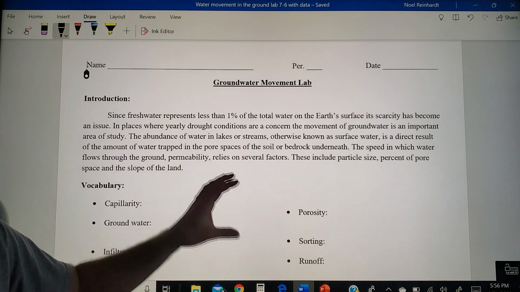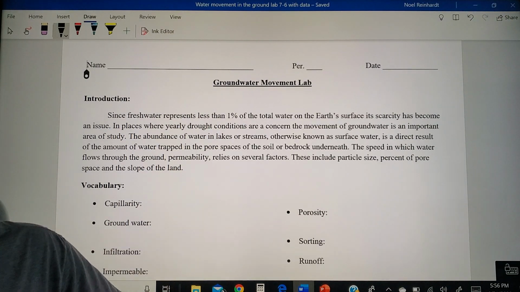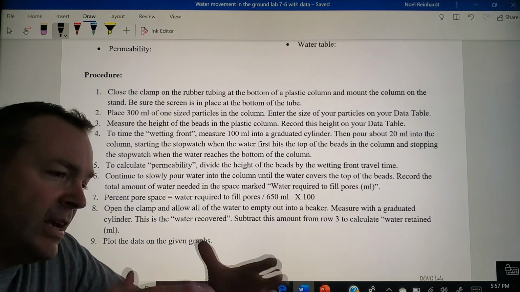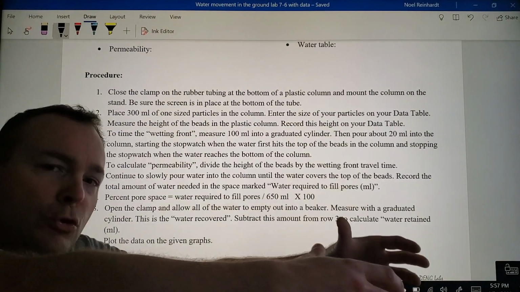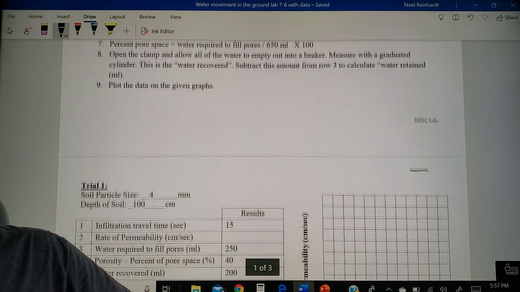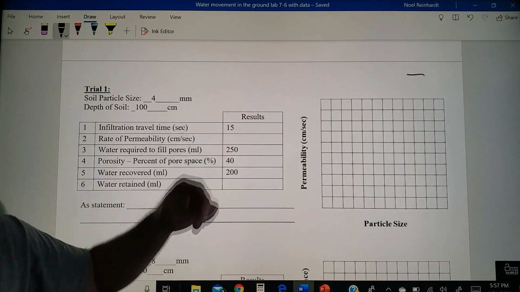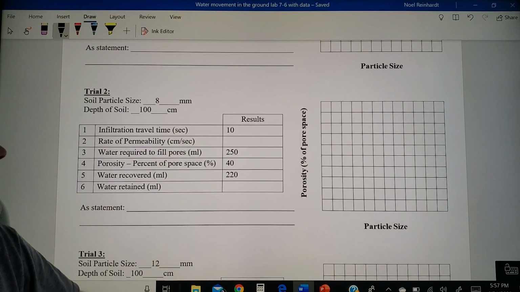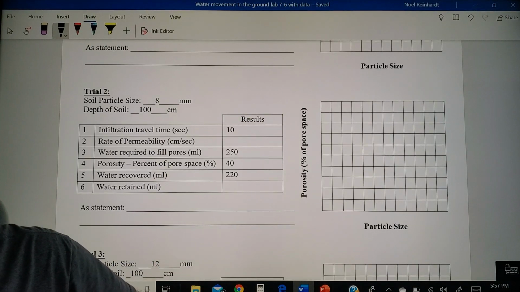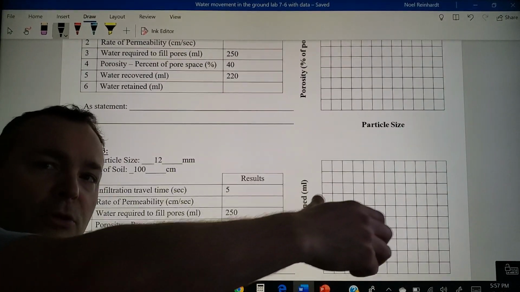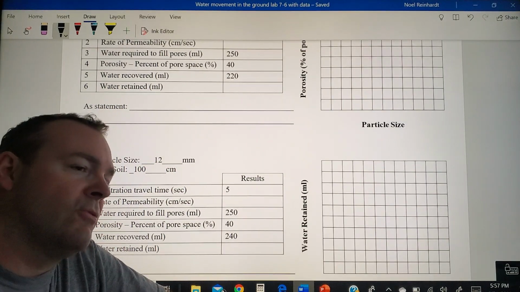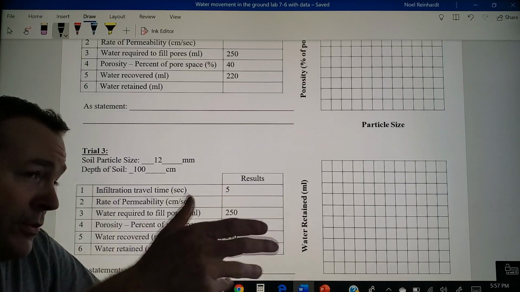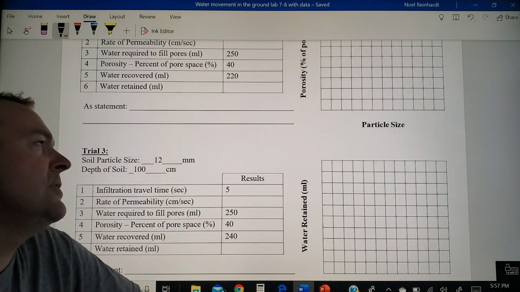Make sure you get all your vocabulary completed before it's submitted. This runs through the procedure. We would have had a setup in the classroom where you had 3 different tubes of different size particles in the soil. The first was the 4 millimeter, a tube with 4 millimeter beads. The next one, 8 millimeter, and then the next one, 12 millimeter. There would have been separate tubes, and we would have run water through them and timed it and all that other stuff. There would have been a fourth tube of mixed particle sizes just to see what happens.